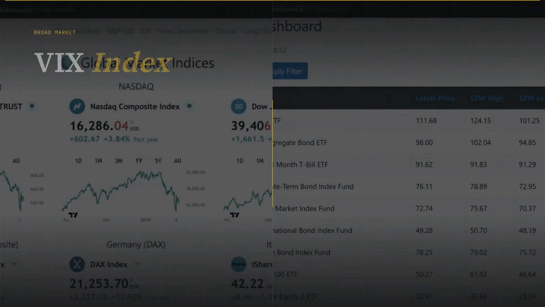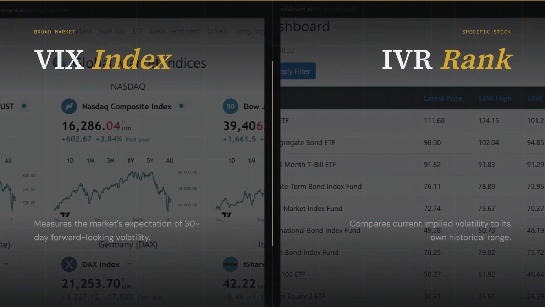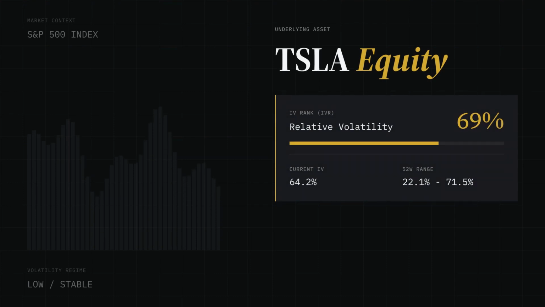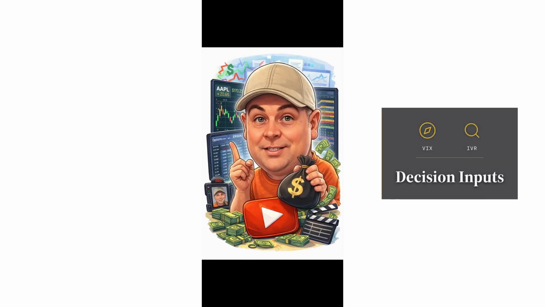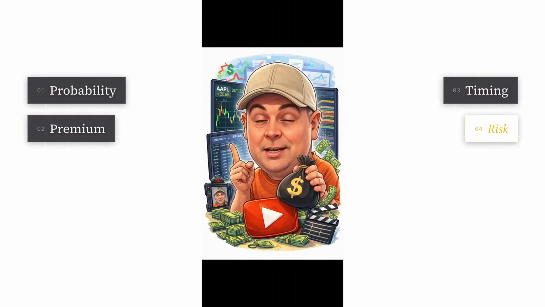VIX and IVR answer different questions. VIX tells us about the broad market volatility environment. IVR tells us whether a specific underlying's implied volatility is elevated or depressed relative to its own history. Neither one predicts the next candle. They are decision inputs. They help frame probability, premium, timing, and risk.